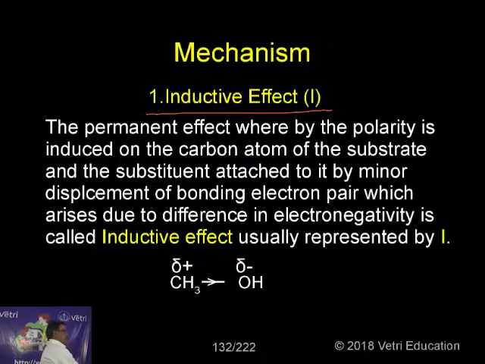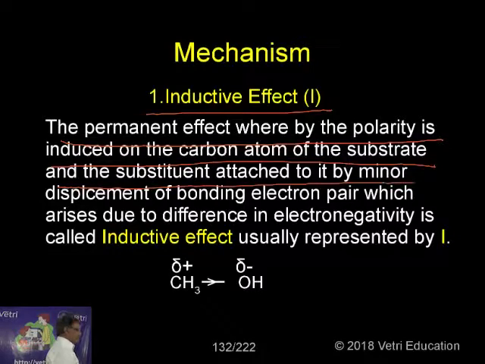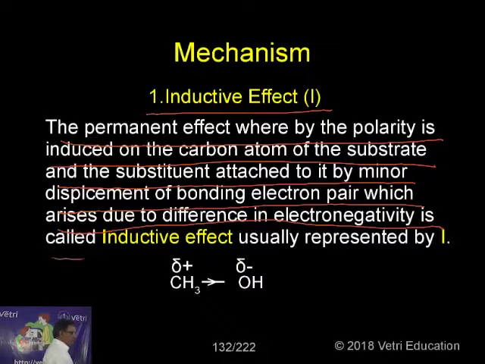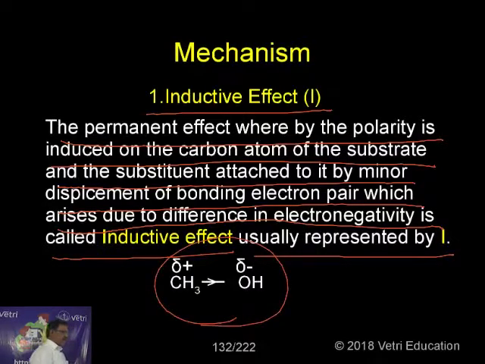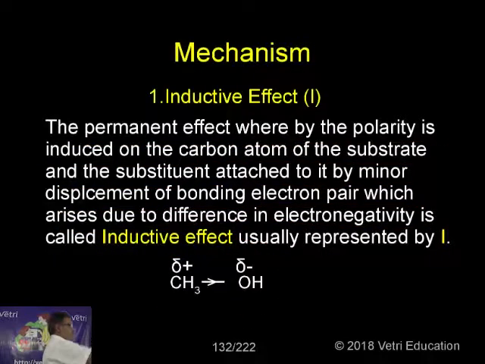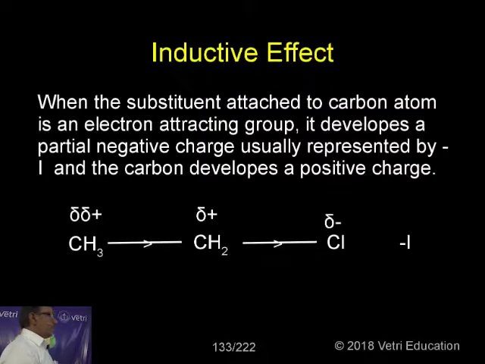What is the inductive effect? The permanent effect whereby the polarity is induced on the carbon atom of the substrate and the substituent attached to it by minor displacement of the bonding electron pair, which arises due to the difference in electronegativity, is called inductive effect. It is usually represented by an arrow at the center of the bond. Suppose this example is methanol, then OH is delta minus and CH3 is delta plus, always present, it is permanent. This is called the inductive effect. Can you follow? So what is minus I?